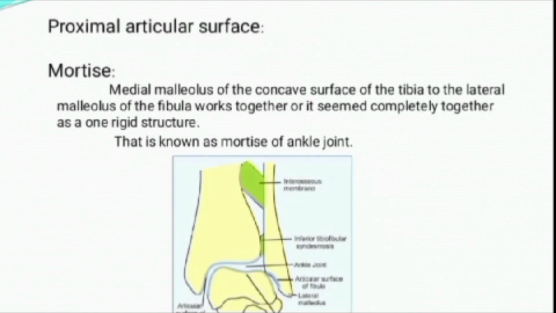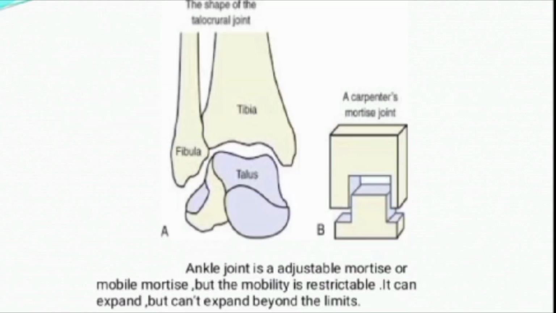Proximal articular surface: mortise. The medial malleolus, the concave surface of the tibia, and the lateral malleolus of the fibula work together, or seem completely together as one rigid structure. That is known as the mortise of ankle joint. Ankle joint is an adjustable mortise or mobile mortise, but the mobility is restricted. It can expand, but it can't expand beyond the limits.